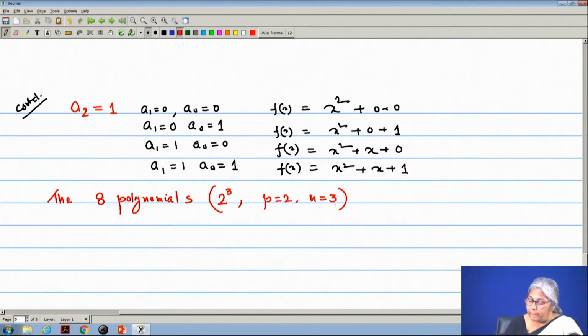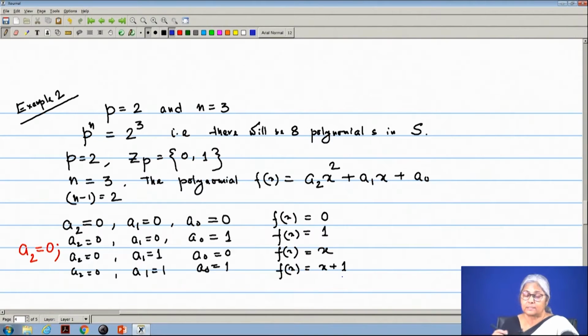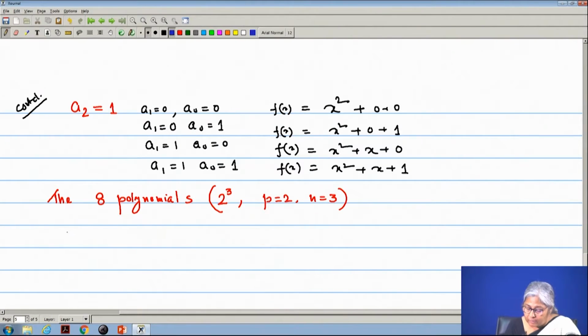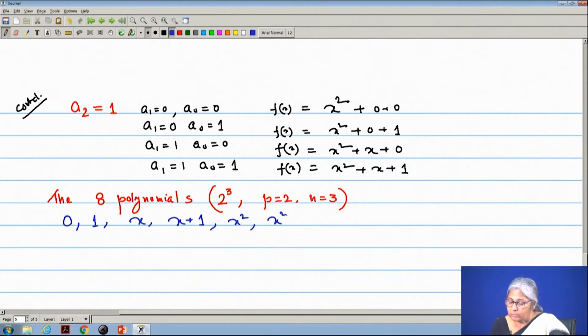The polynomials that we got are 0, 1, x, x plus 1, then here we get x square plus 1, x square plus x and x square plus x plus 1.